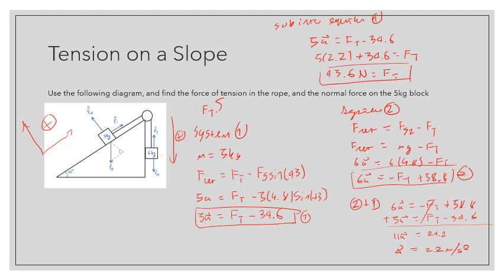And we also need to find the normal force on the 5 kilogram box. We can do that down here. The force normal is equal to the force of gravity cos theta, because that is the component of gravity that's in the same plane as the force normal. Fn is equal to 5 times 9.8 times cos of 45. So Fn is equal to 34.6 newtons up.